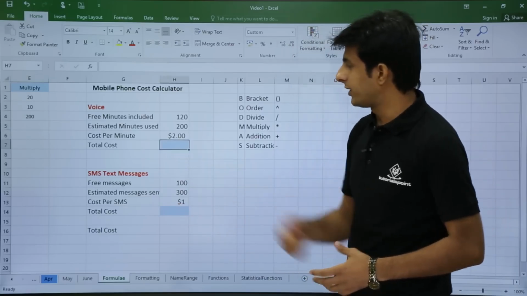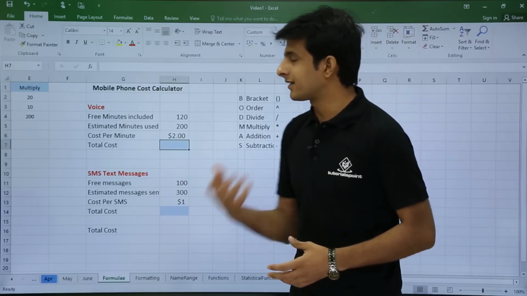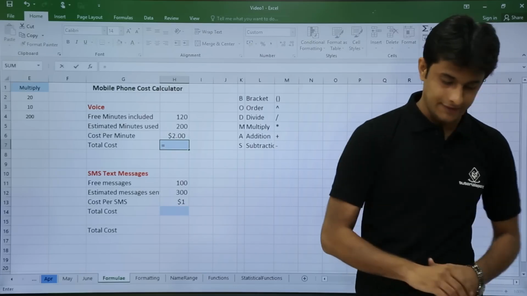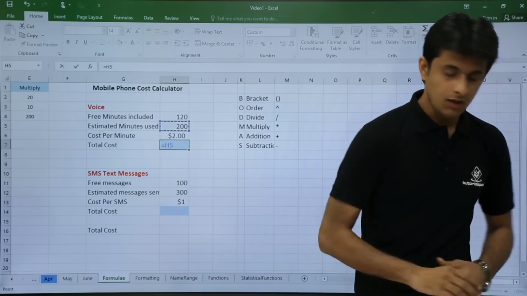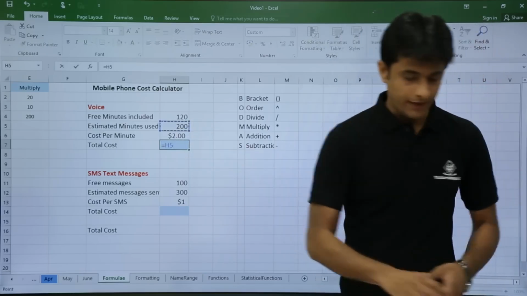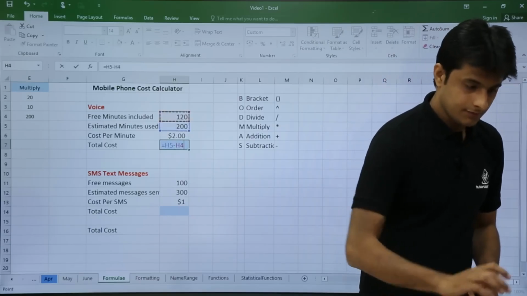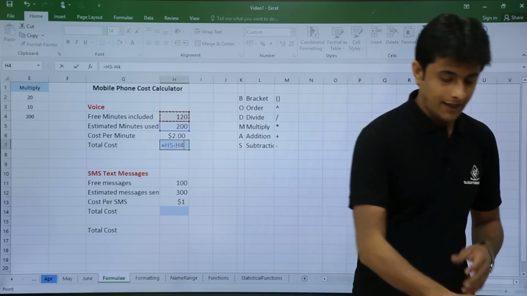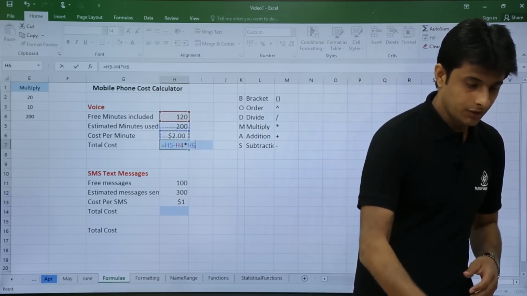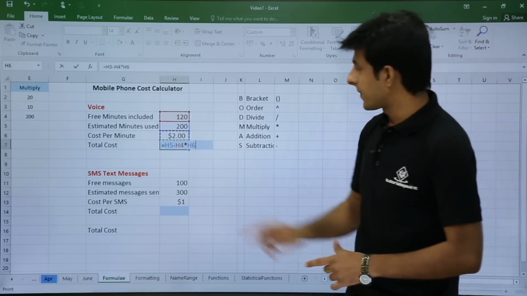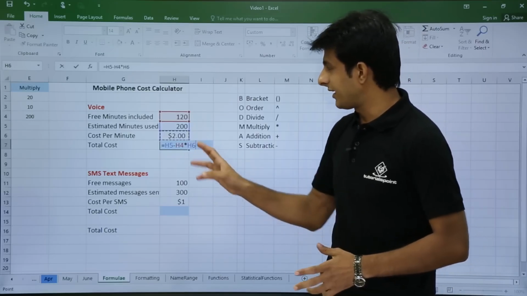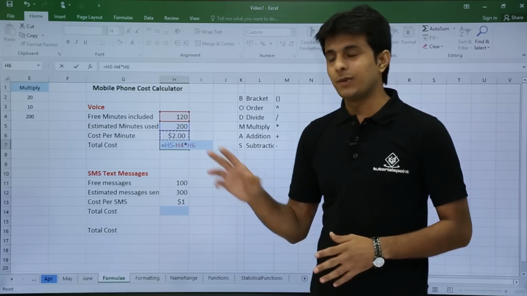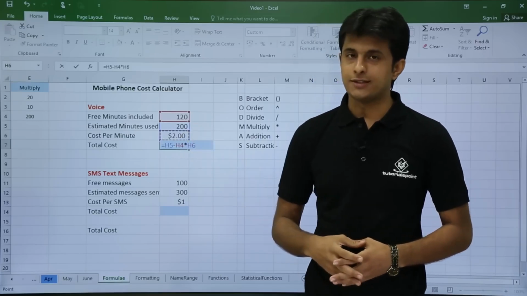So now $40, what is the reason behind it? If I go back to the function and try to find out what is the problem, it has multiplied the H4 cell by H6. So H4 is multiplied by H6, that means 120 is multiplied by $2, that is 240. Now H5 minus 240 means 200 minus 240, which is minus 40. So the answer which I got was minus $40.